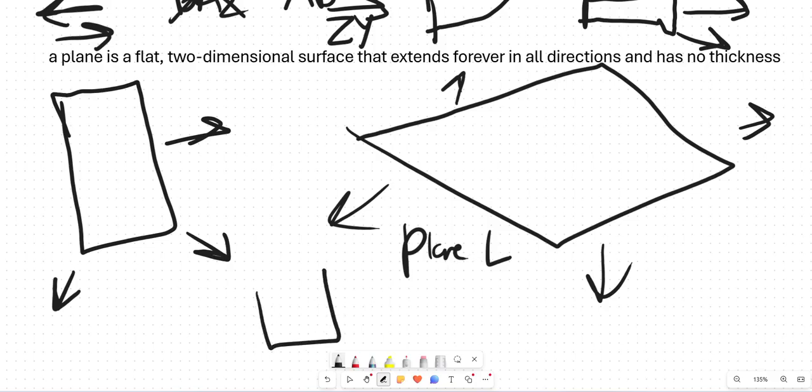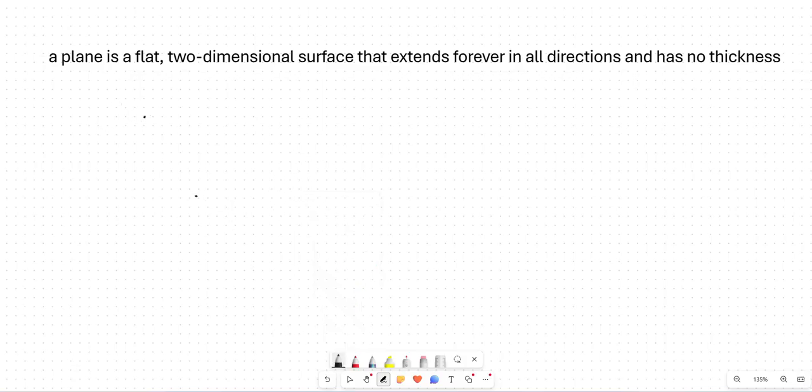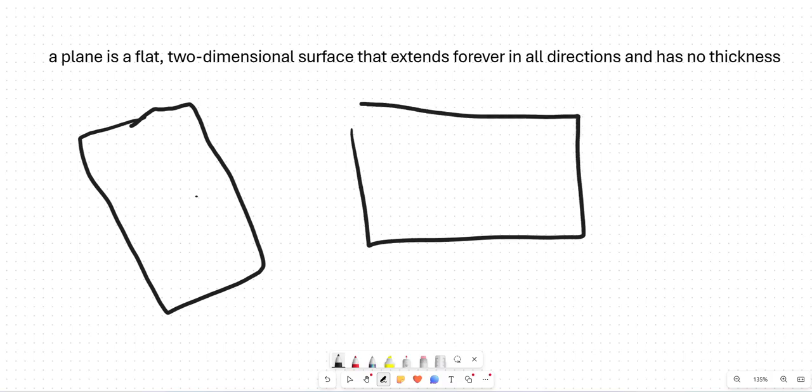And maybe the floor of a very large auditorium. Auditoriums are usually big. And the surface of a smartphone screen. If you know smartphones, they're usually like a plane. It has no thickness, but it has lines. And another one would be a sheet of paper.